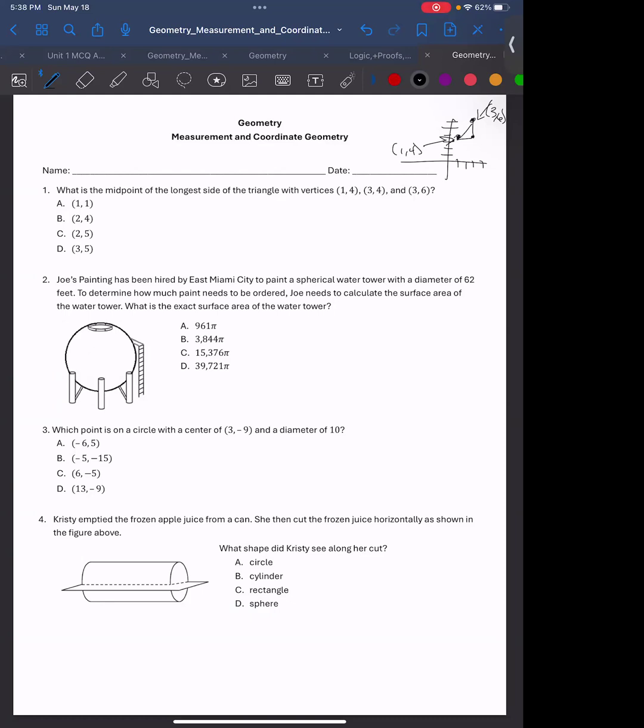But in case you want to, because it is easy enough, all you have to do is add the x values. So 1 plus 3 and divide it by 2, and then add up the y's, 4 plus 6, and divide that by 2. So what's 1 plus 3?